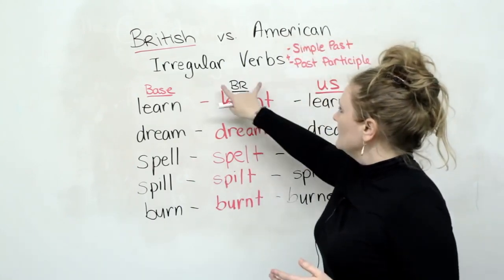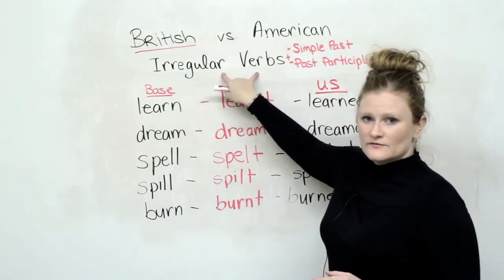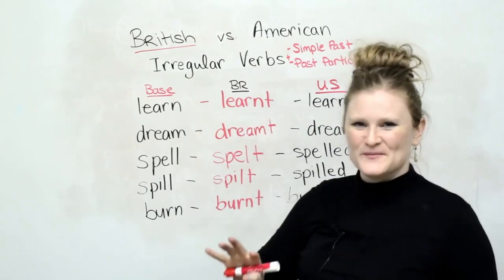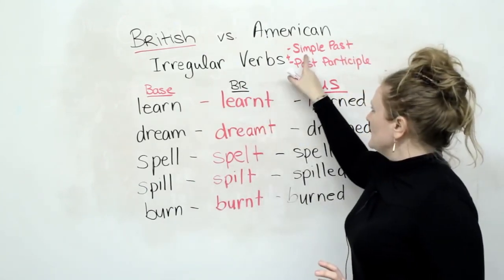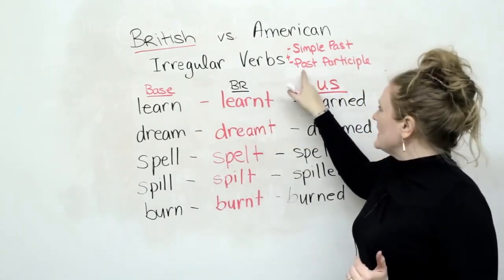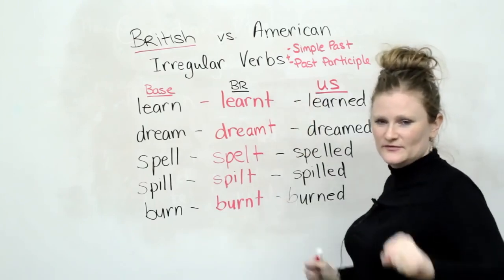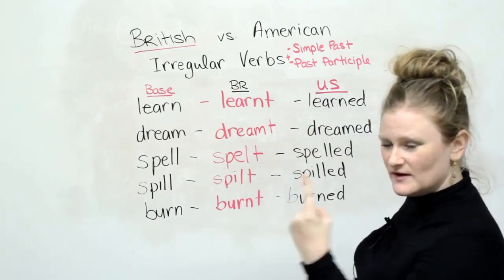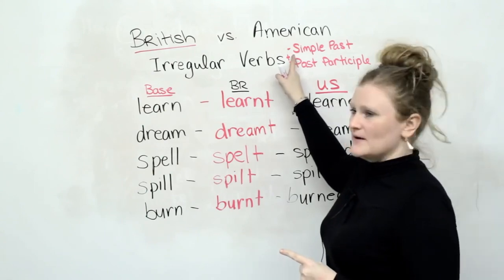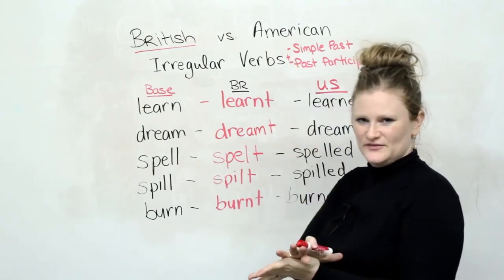So, we're going to go through some irregular verbs. Now, the cool thing about these is they're both simple past and the past participle of the verbs. So once you learn one, you've got the simple past and the past participle done.